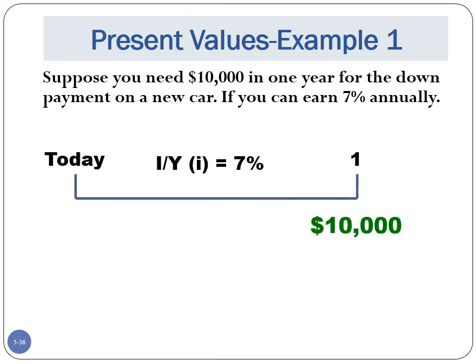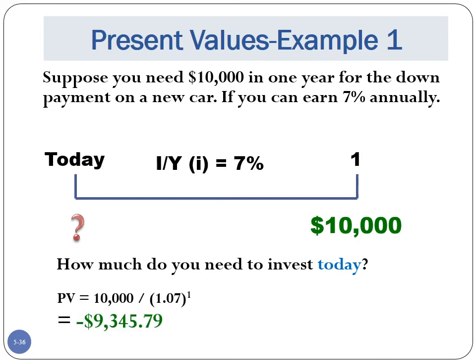So if we look at this on a timeline, what we can see is that we are discounting $10,000, the future value, back to present value of $9,345.79.